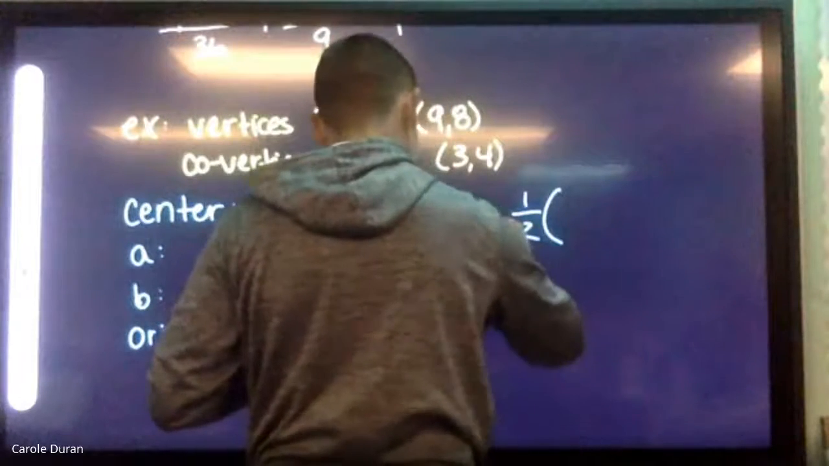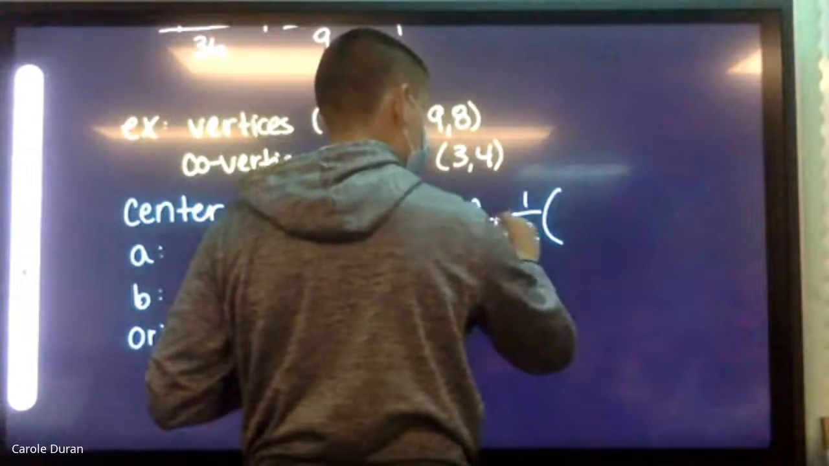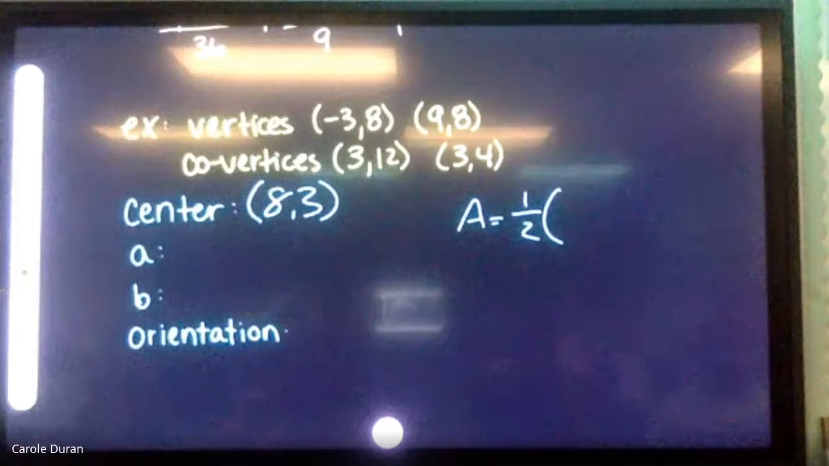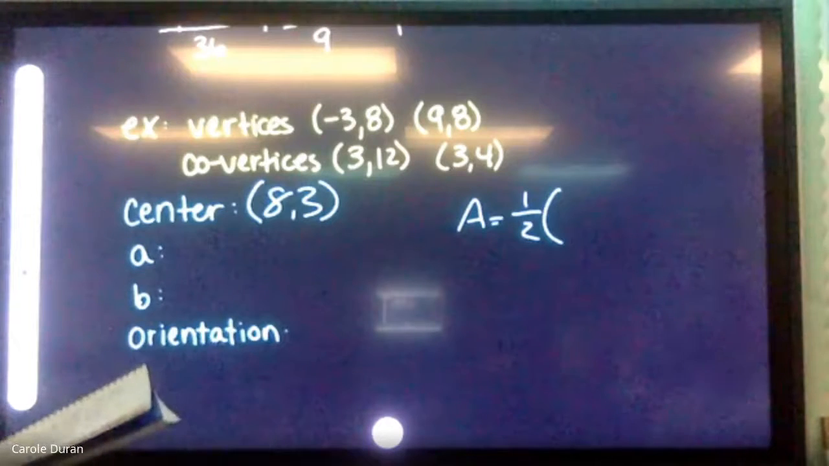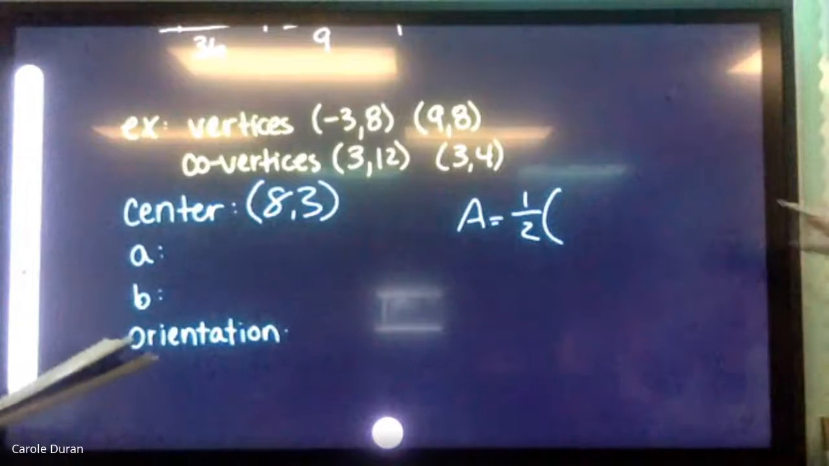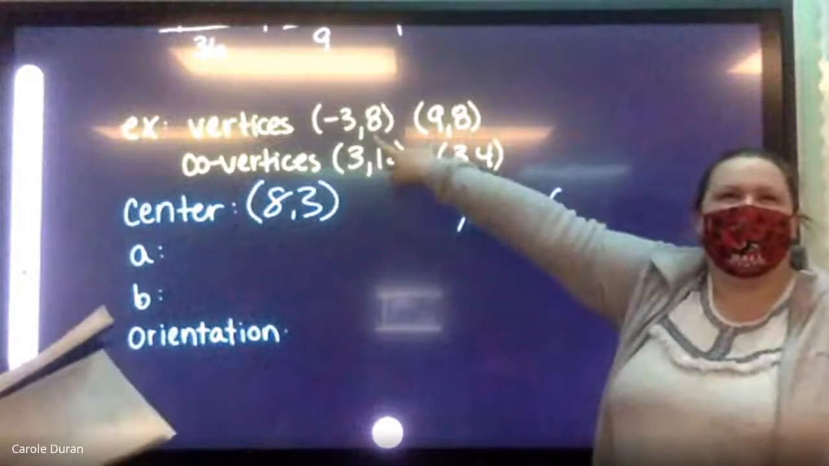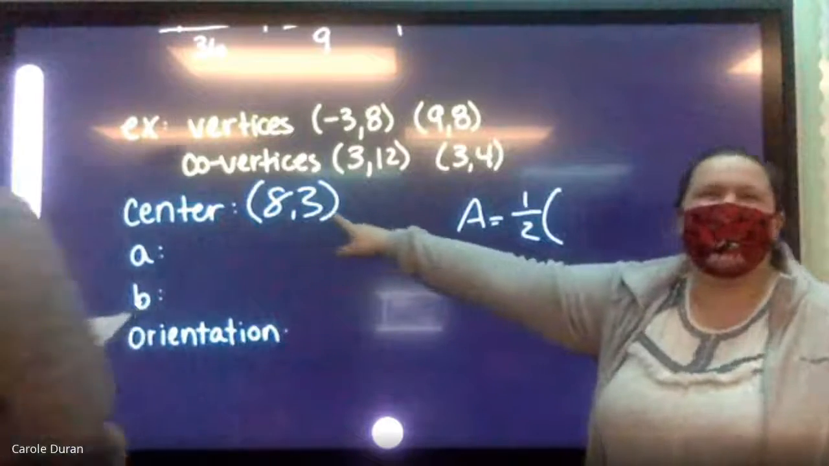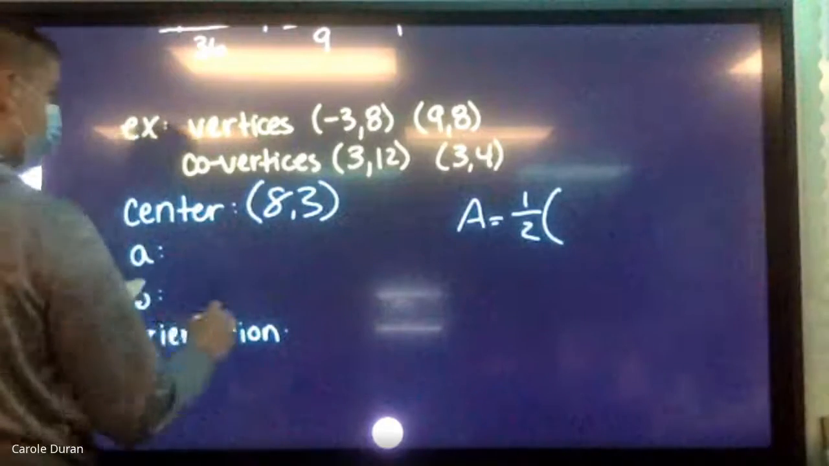I'm going to pause right there. Looking at his center, how many of you agree with it? How many of you halfway agree with it? He has the right numbers, but are they in the correct places? No. How can you tell? Where's the 8 that the vertices share up here? Is it in the X or the Y? So it should be in the Y on the center as well. And then my co-vertices share the X.